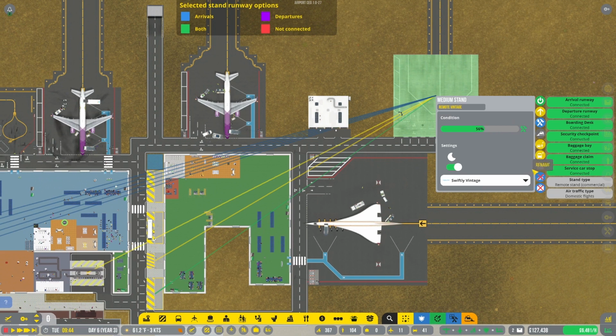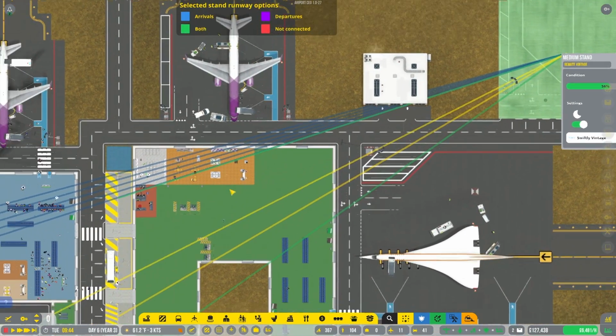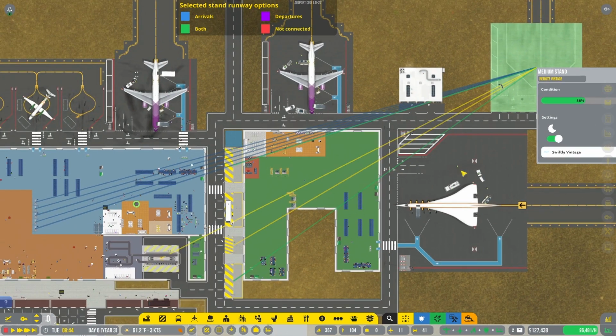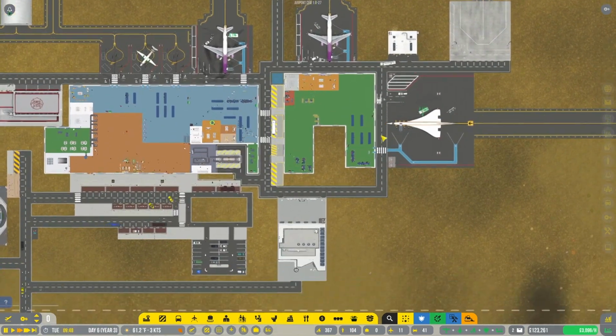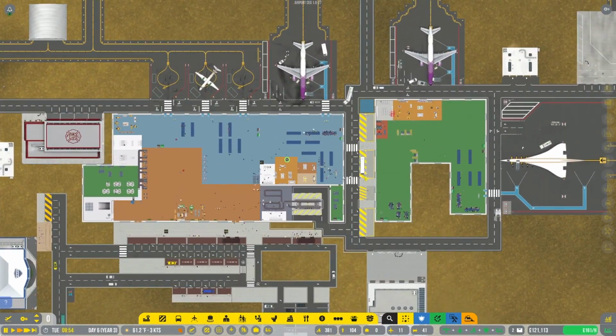Right, this stand here, can I set you arrival only? Can I put you to, I can. So I can send people to that stand. Now what will happen if we got planes arriving on both these stands and they want their buses to take their passengers there? What chaos will that cause? I don't know. We'll find out at some point, I'm sure.